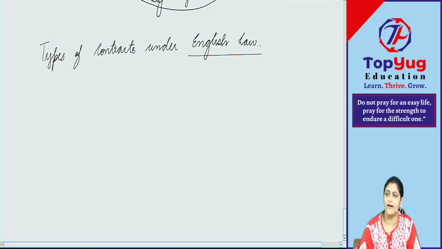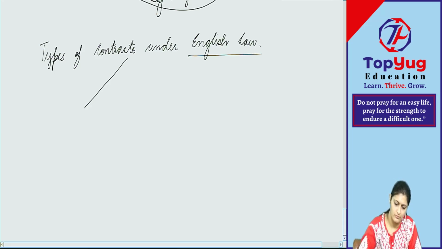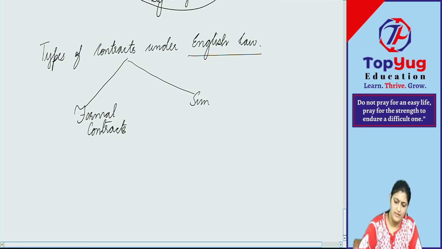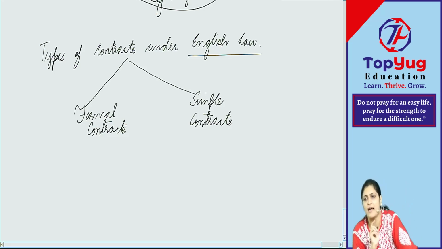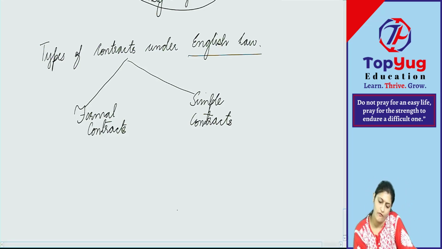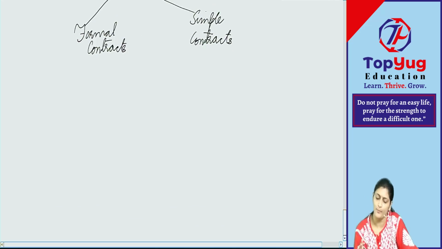The contracts are divided into two types here. First one is formal contracts, and another one is simple contracts. So they are divided into two types. What are the two types? Formal contracts and simple contracts. Only this is the classification, nothing else.